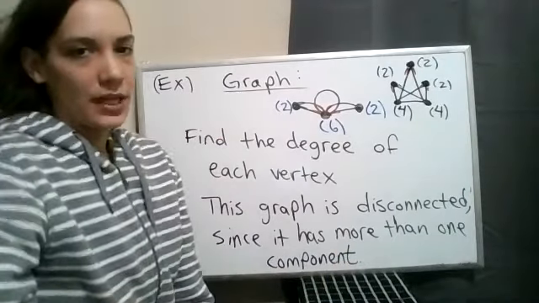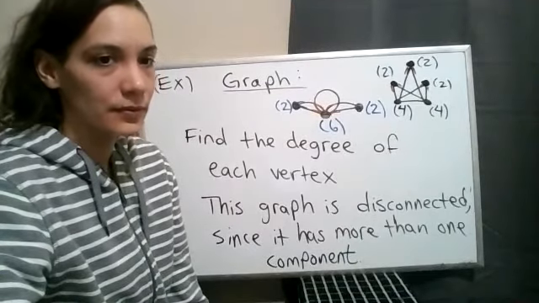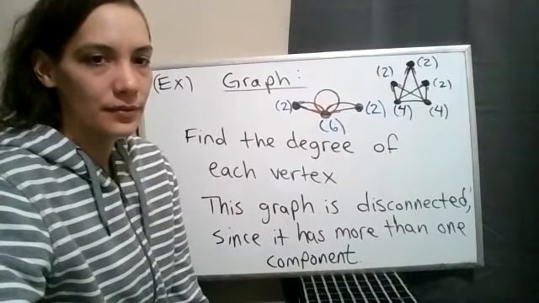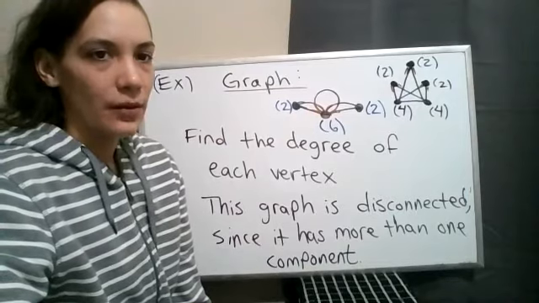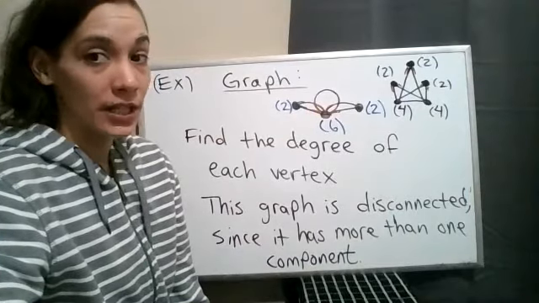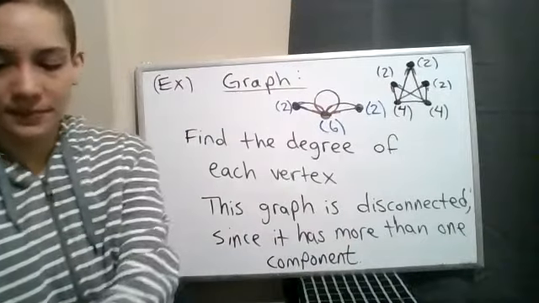Okay, new example. Okay, we're going to label each vertex with its degree. And this graph is going to have 1, 2, 3, 4 components.